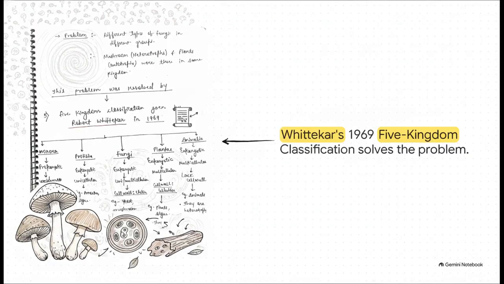This ultimate taxonomic puzzle was brilliantly resolved in 1969 by Robert Whittaker. He introduced the five-kingdom classification system, finally giving fungi its very own kingdom. He justified this separation because fungi have a totally unique cell wall made of chitin, rather than the cellulose you'd find in plants, along with their distinct heterotrophic mode of nutrition.